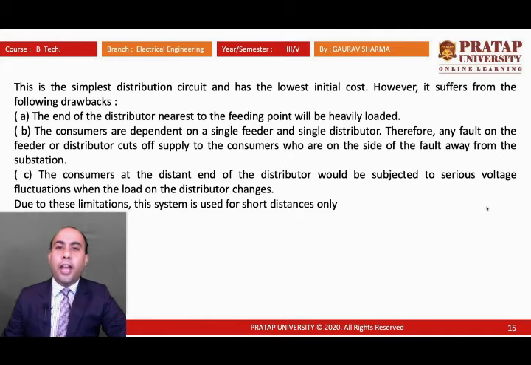Therefore, any fault on the feeder or distributor cuts off the supply to the consumers who are on the side of the fault away from the substation, and the consumer at the distant end of the distributor would be subjected to a serious voltage fluctuation when the load on the distributor changes. When the load is changing, then the last distributor will be subjected to the voltage fluctuation. Due to these limitations, this system is used for short distance only.